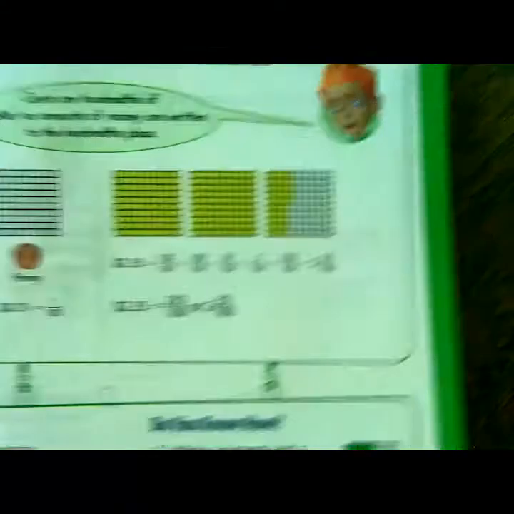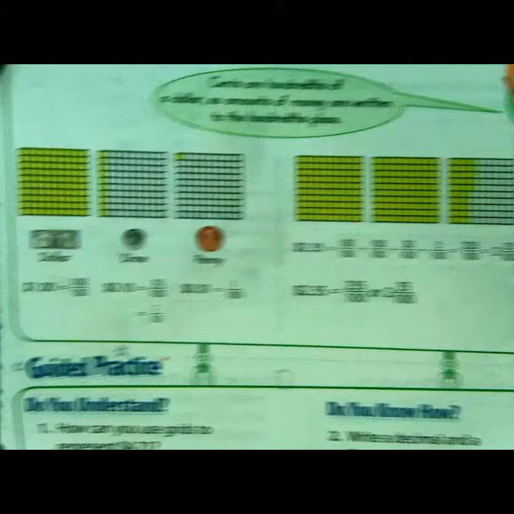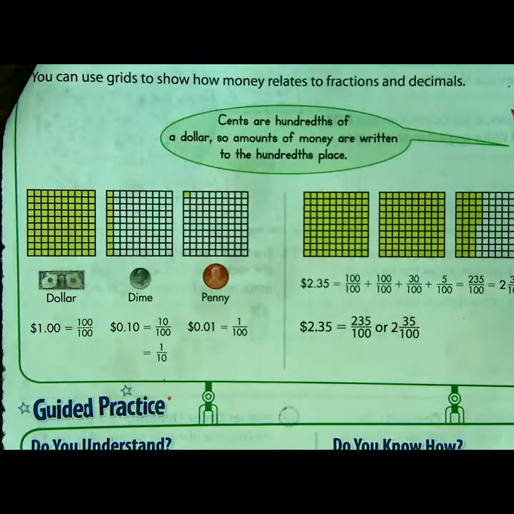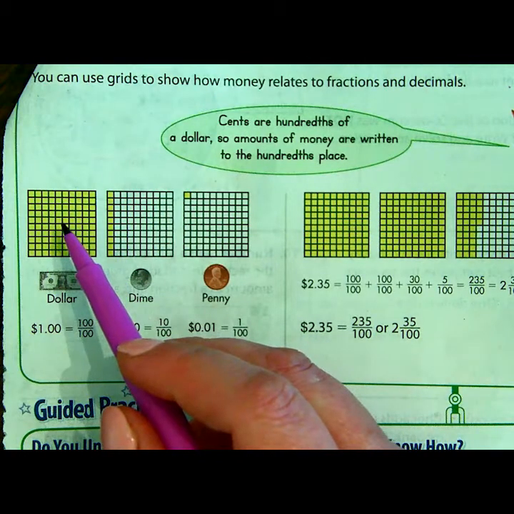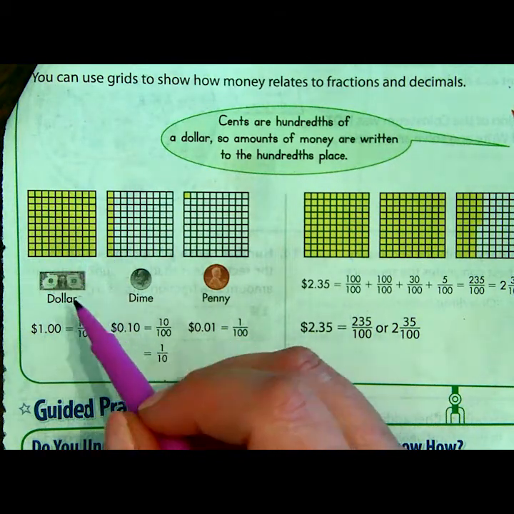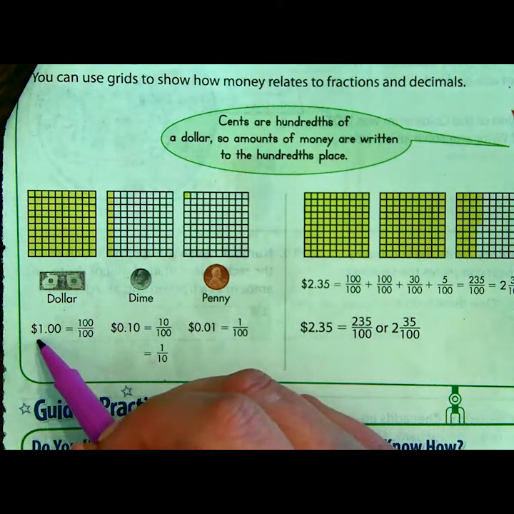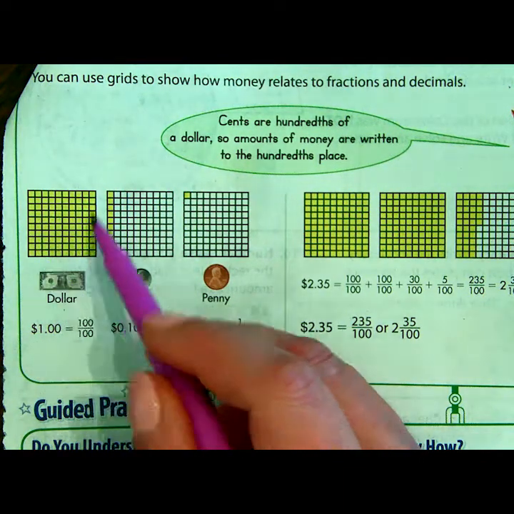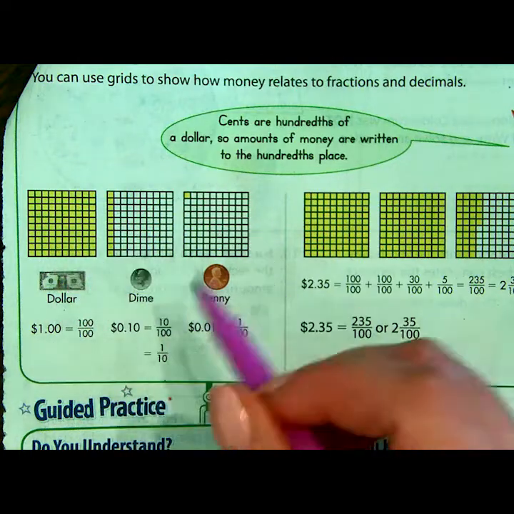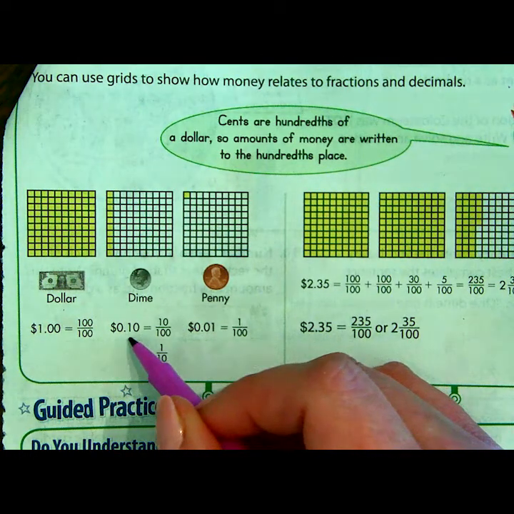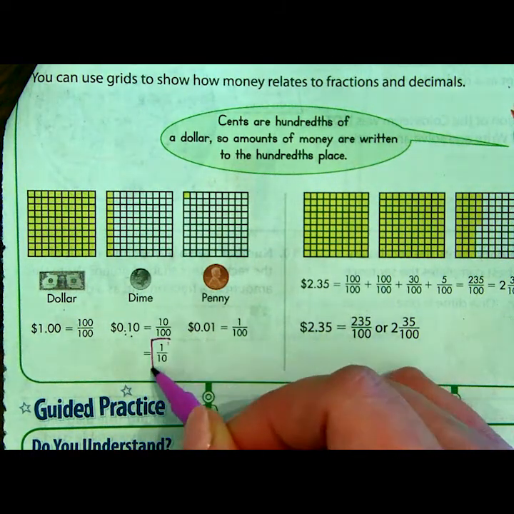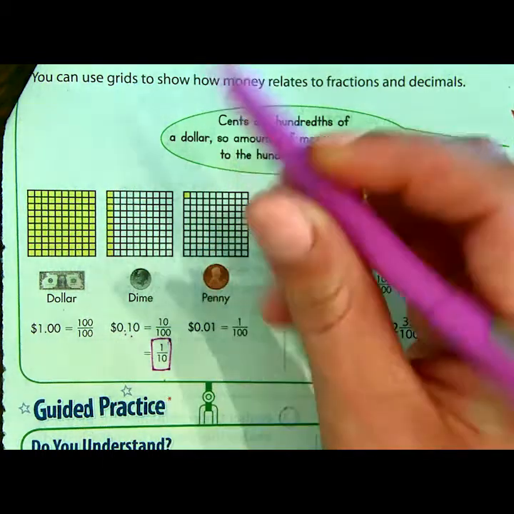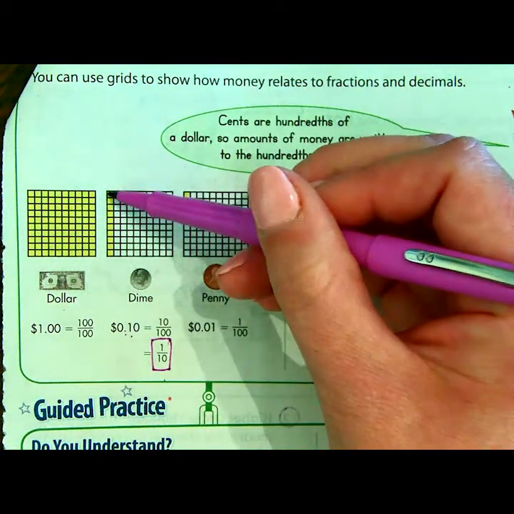So here we're relating this to money. Just like I told you, I often tell students to relate this to money. For example, they're showing you that one whole figure right here is kind of the same as $1, and $1 would be the same as 100 100ths, right? Because all 100 little parts are shaded. And then right here, a dime is equivalent to 1/10. See that here? 1/10. Why? Because there's only 1 out of 10 parts.